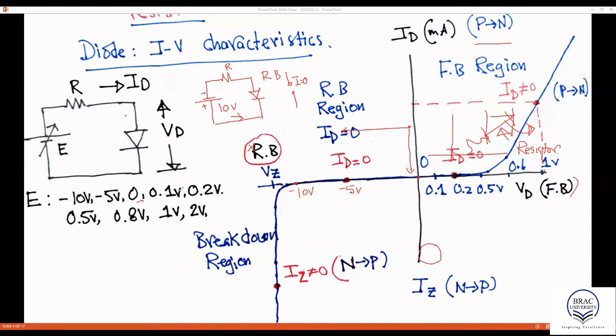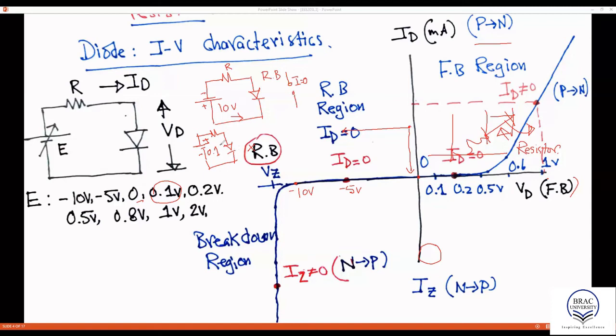So next we apply 0.1 volt, which means we reverse the polarity. For example, if I draw it here, it looks like this. So 0.1 volt. Now clearly, P side is connected to the positive terminal and the N side is connected to the negative terminal. So clearly the diode appears to be forward biased.